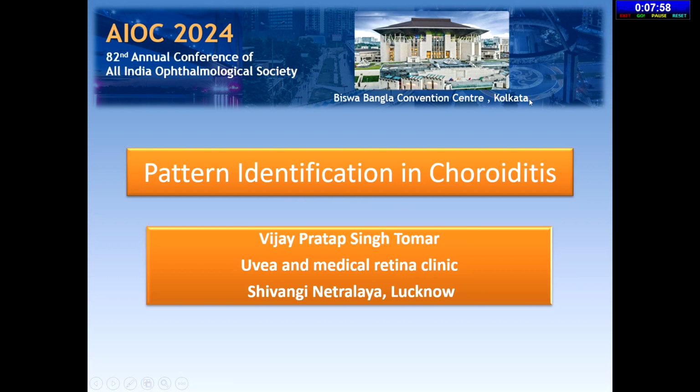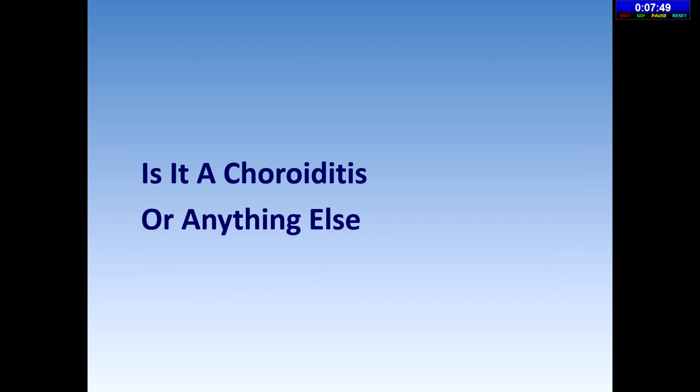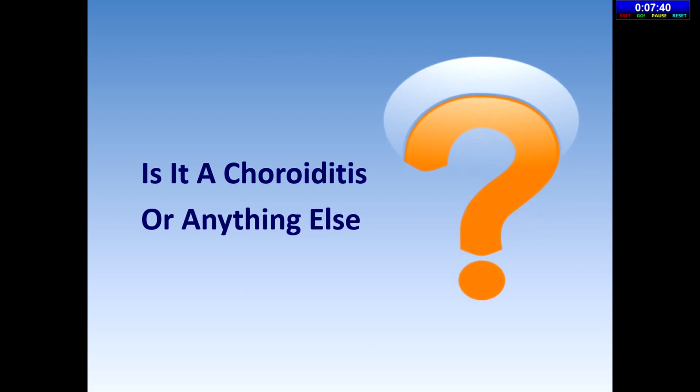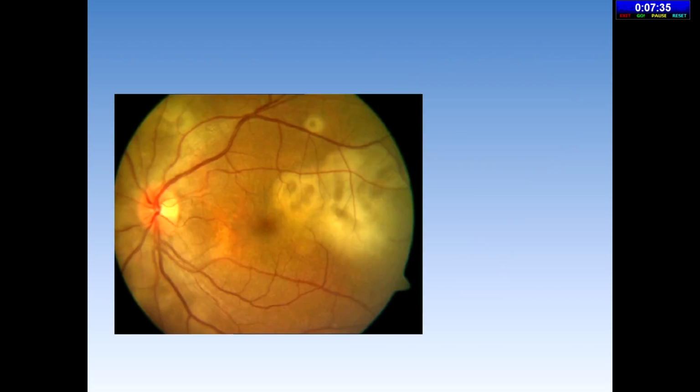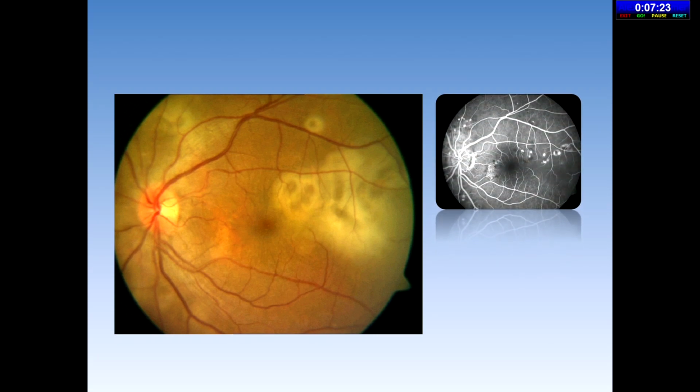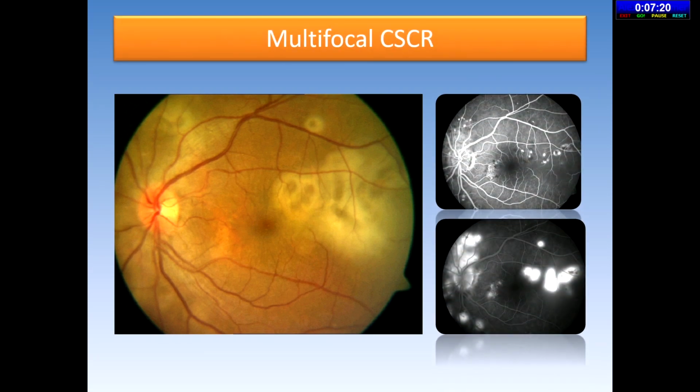So, good morning, everybody. Thank you, AIOS, for giving me a chance in this academic feast related with cells and flare. In our day-to-day clinical practice, we encounter patients of choroiditis. And sometimes it is really very difficult to tell whether this is choroiditis or an entity which is closely mimicking choroiditis. This was a 28-year-old gentleman who was treated elsewhere with steroids for a supposed choroiditic lesion. But the vision deteriorated, and on investigation we found that it was a case of multifocal CSCR, which was actually thought to be a choroiditic lesion.